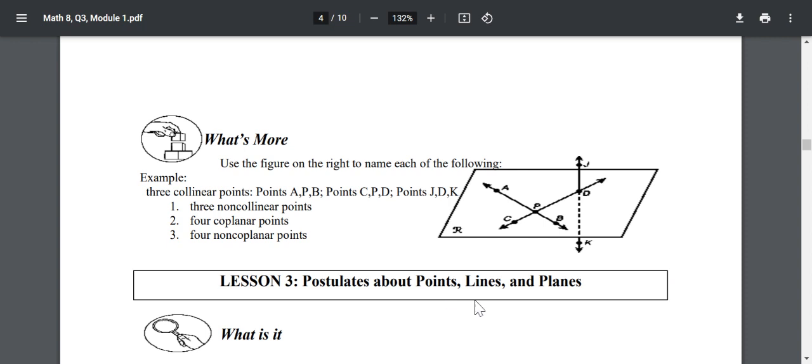3 non-collinear points. Asa man ani ang wala naglinya. So pwede nga C, P, B. Pangita pa mo sa uban.